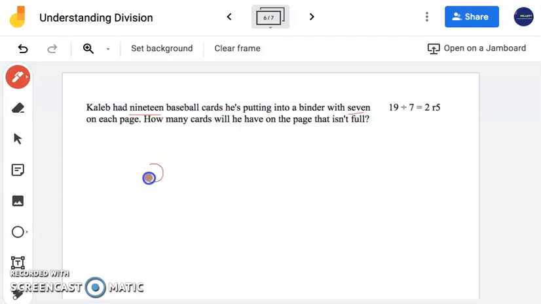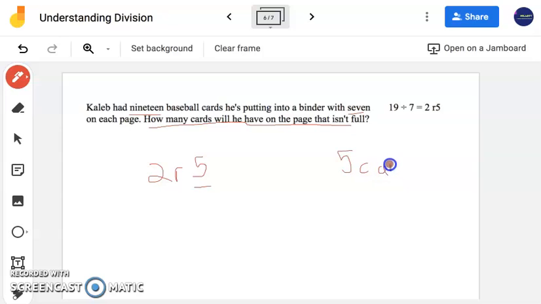So my answer here, 2 remainder 5, is telling me that Caleb was able to have 2 full pages of baseball cards. But what's left over, that third page that's not full, would now have 5 cards on that page. So in this problem, when it says how many cards will he have on the page that isn't full, they are looking for my remainder. So 5 cards is my answer.